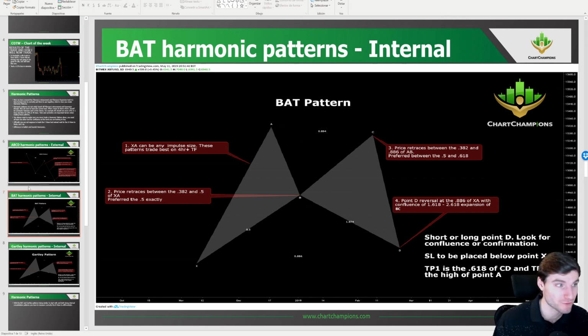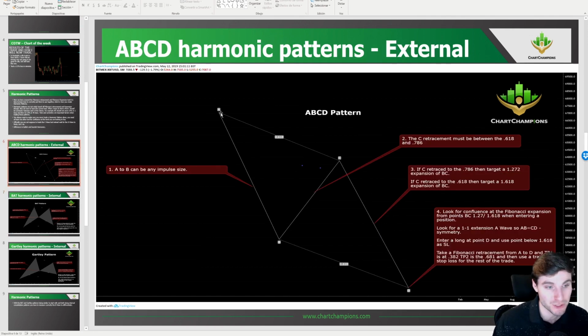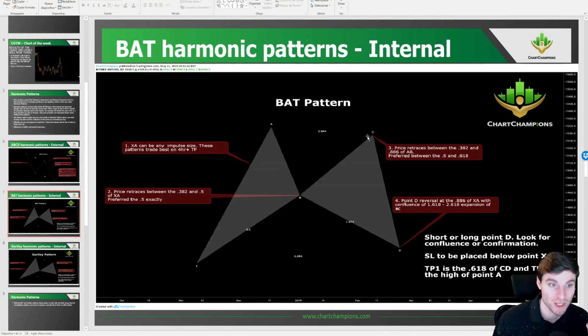So this is slightly different from the ABCD. Remember on this one we took our take profits from the high to the low. Okay, on the BAT you're going from C to D. So take profit 1 is the 618 of C to D. Take profit 2 is the high of A.